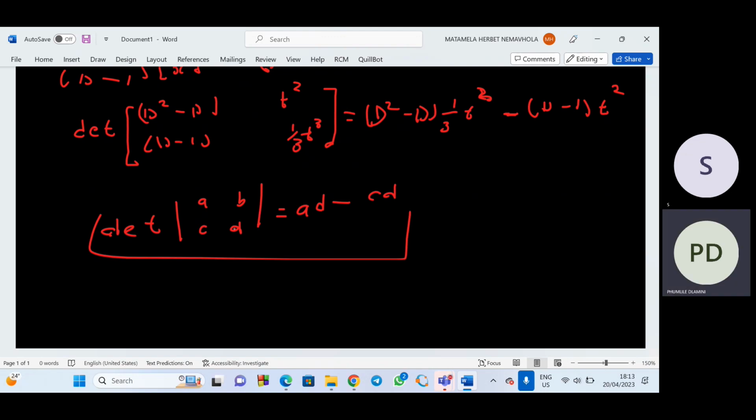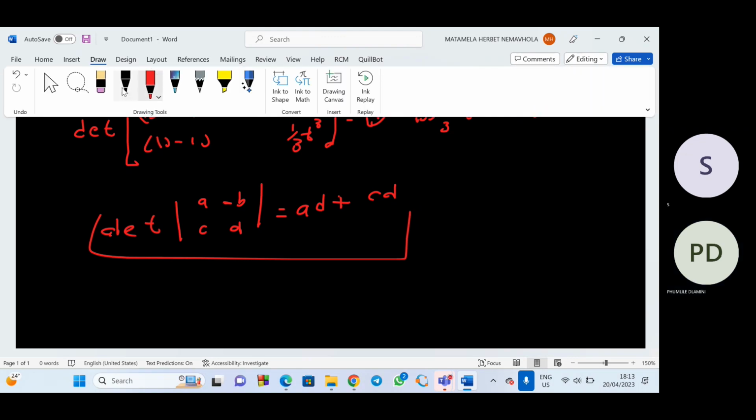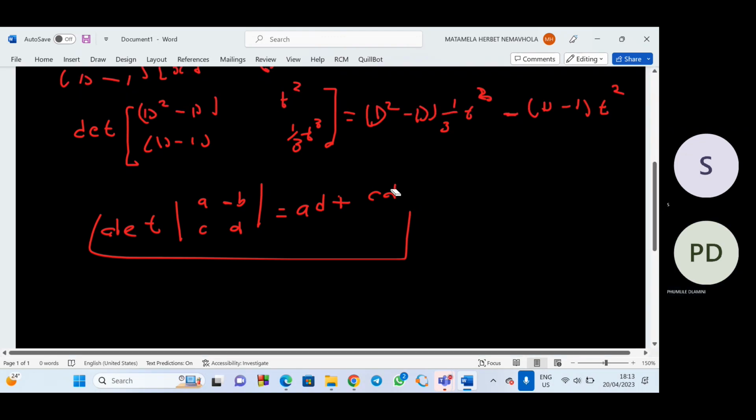So let's say, for example, maybe here it was negative, B. You understand now. Then if it was negative, it was going to be positive here because it's going to say minus, minus. Then this was going to be plus. So if you understand, then let's proceed.